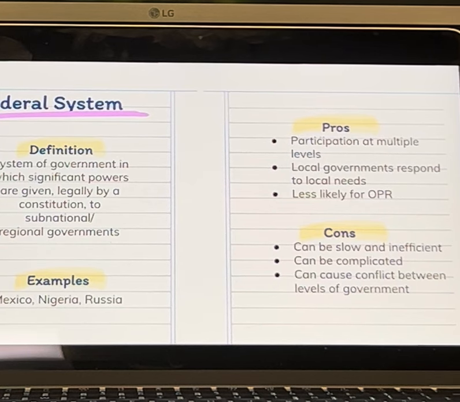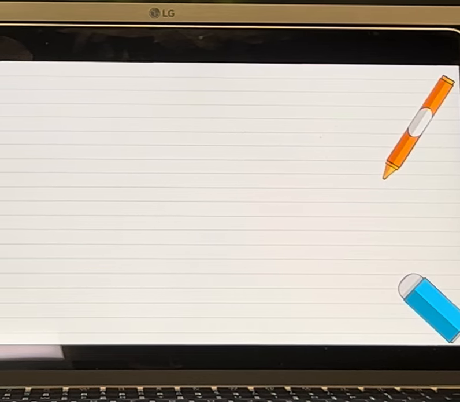The United States is a federal system, in case you can't tell, so that may help you on your AP test. Don't write about it on the AP test. You cannot mention the United States under unitary systems. Nobody knows what the United States of Unitary America is.